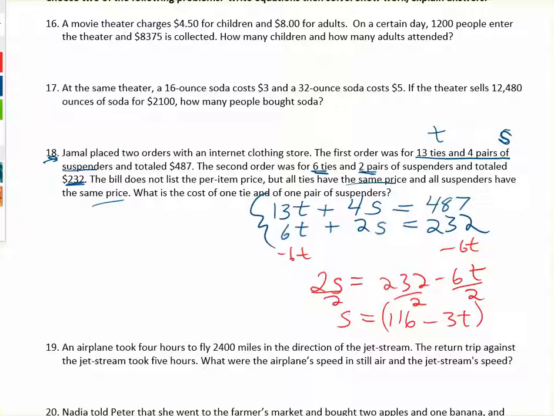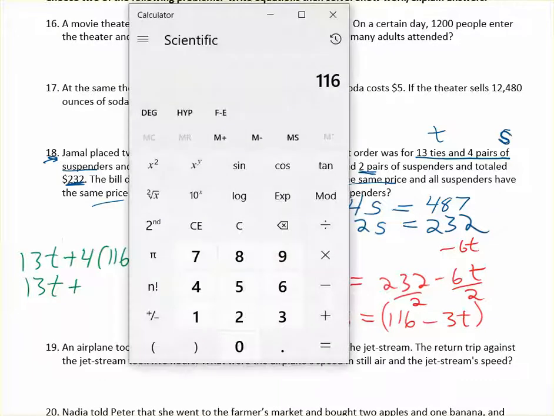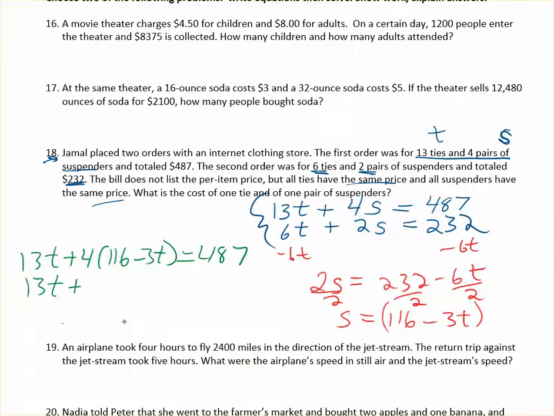Okay, so the top equation was 13t plus 4s, but s, we just figured out, is 116 minus 3t. And then we write the rest of the equation equals 487. And then we do the distributive property. We need to know what 116 times 4 is. 464. Minus 4 times 3 is 12t equals 487.